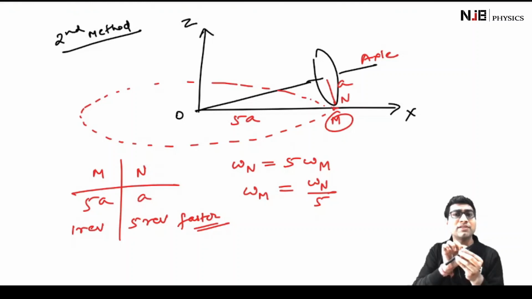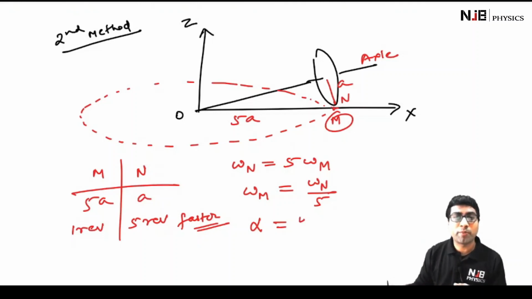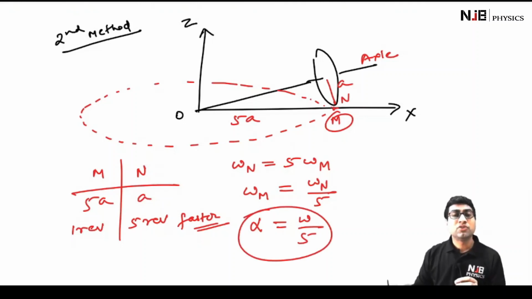And not just the center of mass, the center of the disk, all the points on the axle are going to complete the revolution in the same time about the z-axis. This is why omega M is nothing but the angular velocity of the center of mass about the z-axis, which we have considered as alpha. So we got alpha equal to, now what is this omega N? Omega N is the angular velocity of point N about the axle. We know that about this axle the angular velocity is omega. So omega divided by 5 comes out to be the value of alpha. So this is another way in which you can get the angular velocity about the z-axis, which comes out to be omega by 5.